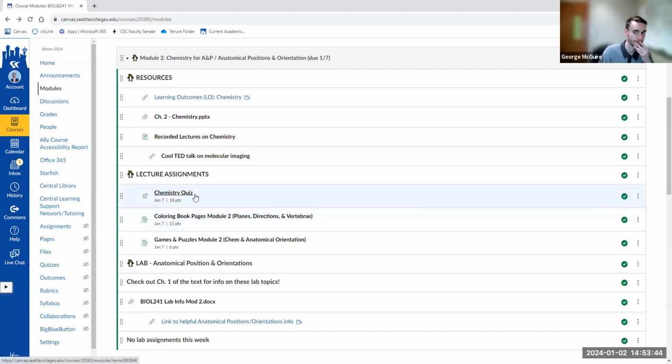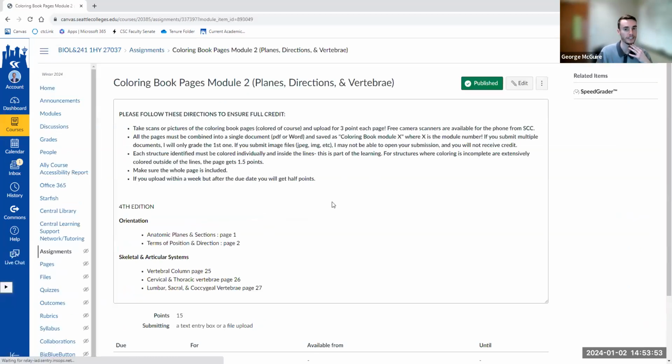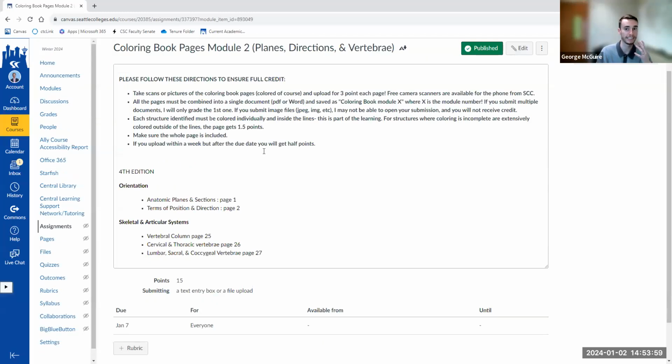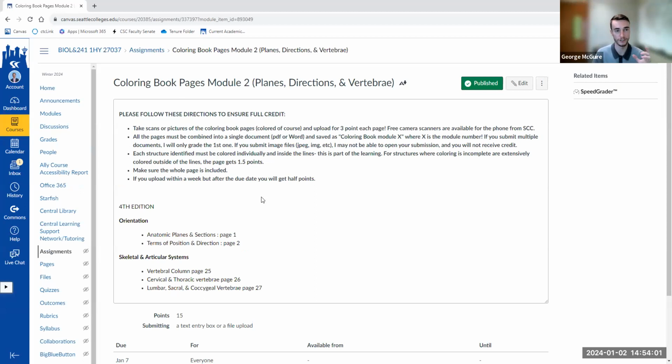Okay. So the quizzes, again, you get unlimited attempts. So take them as many times as you'd like to get the full points. This is what the coloring book pages assignments look like. So I have the instructions for those at the top. Please combine all the pages that you do for each assignment into one document and save that document as coloring book module 2 in this case, right? The same name as the assignment itself, coloring book module 2, before you upload it. Okay?